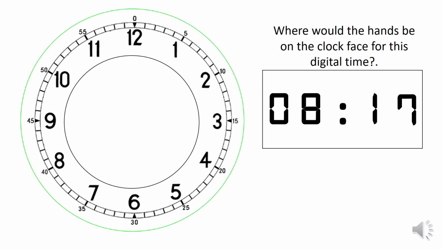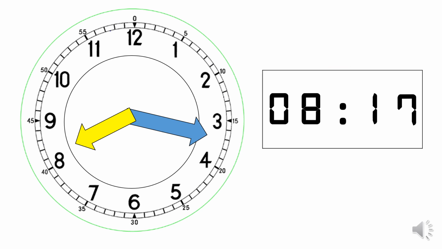How about this one? 17 minutes past 8. Where have the hands gone on this clock face? Take a pause in the video. Here we go. The hour hand is just past the 8 o'clock. And the blue hand, the minute hand, has been counted on 17 minutes.